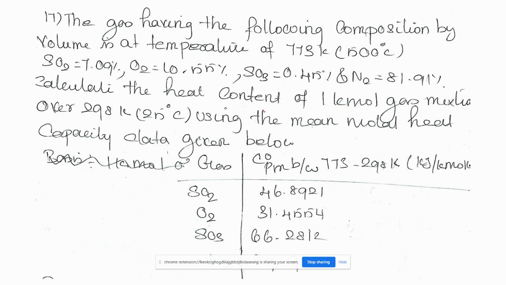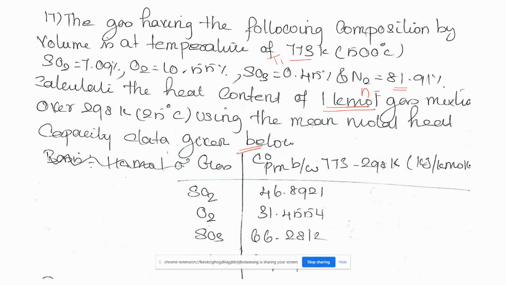Same method for the next problem. The gas having the following composition by volume is at temperature T1 of 773 Kelvin. They have given the compositions as SO2 7.09 percentage, O2 10.55 percentage, SO3 0.45 percentage, and N2 81.91 percentage. Now we have to find the heat content of 1 kilomole of gas mixture over 298 Kelvin using the mean molar heat capacity data.